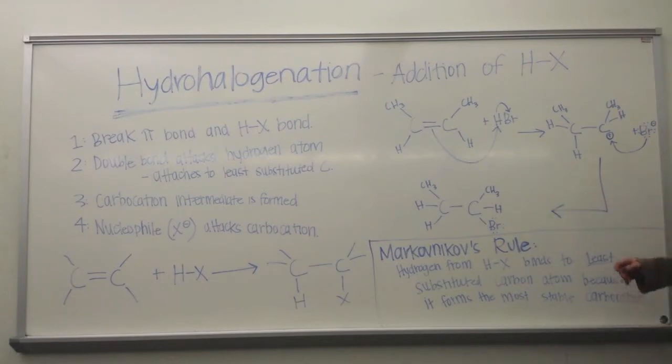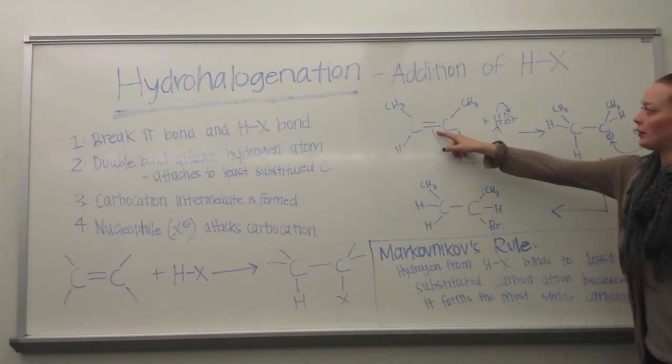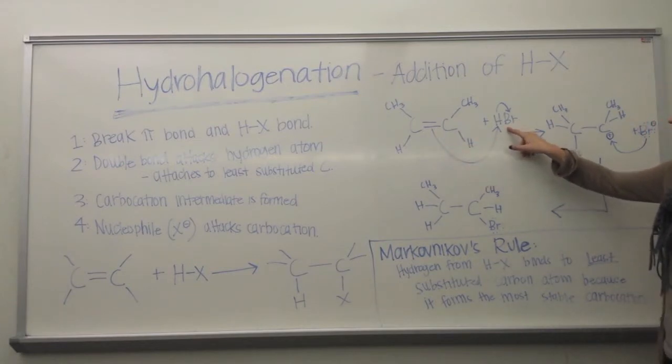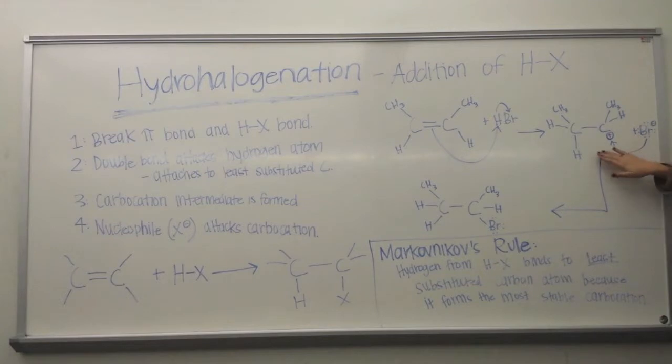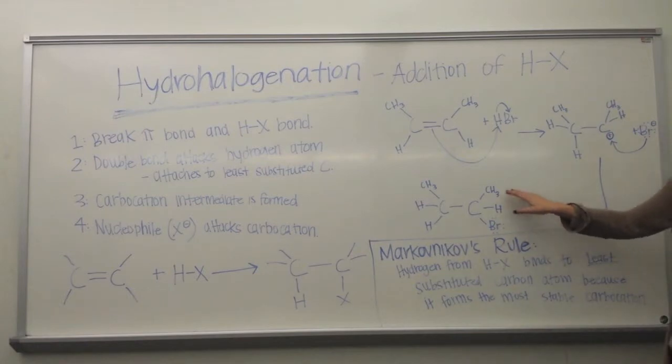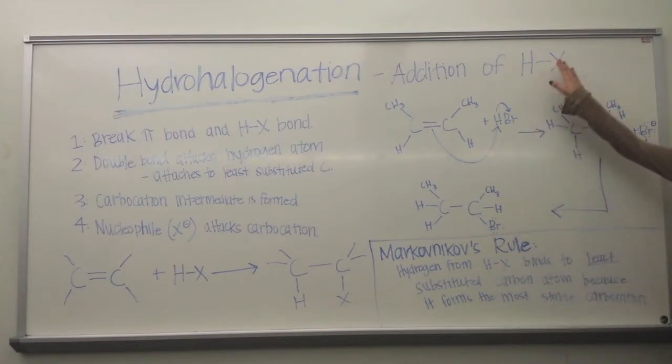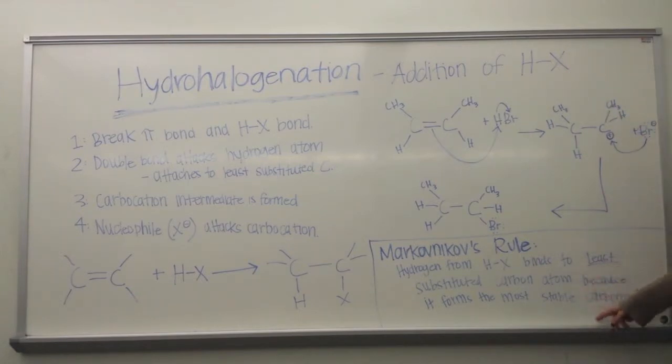So the first step is to break the pi bond here. And you break that bond, and you break the bond between the hydrogen and halogen. The pi bond attacks the hydrogen and forms the carbocation over here. Then from there, the halogen, in this case bromine, comes to attack the carbocation. You come down here, and a new compound is formed. So to remember, Markovnikov's rule is that the hydrogen from the compound up here binds to the least substituted carbon because it forms the most stable carbocation.